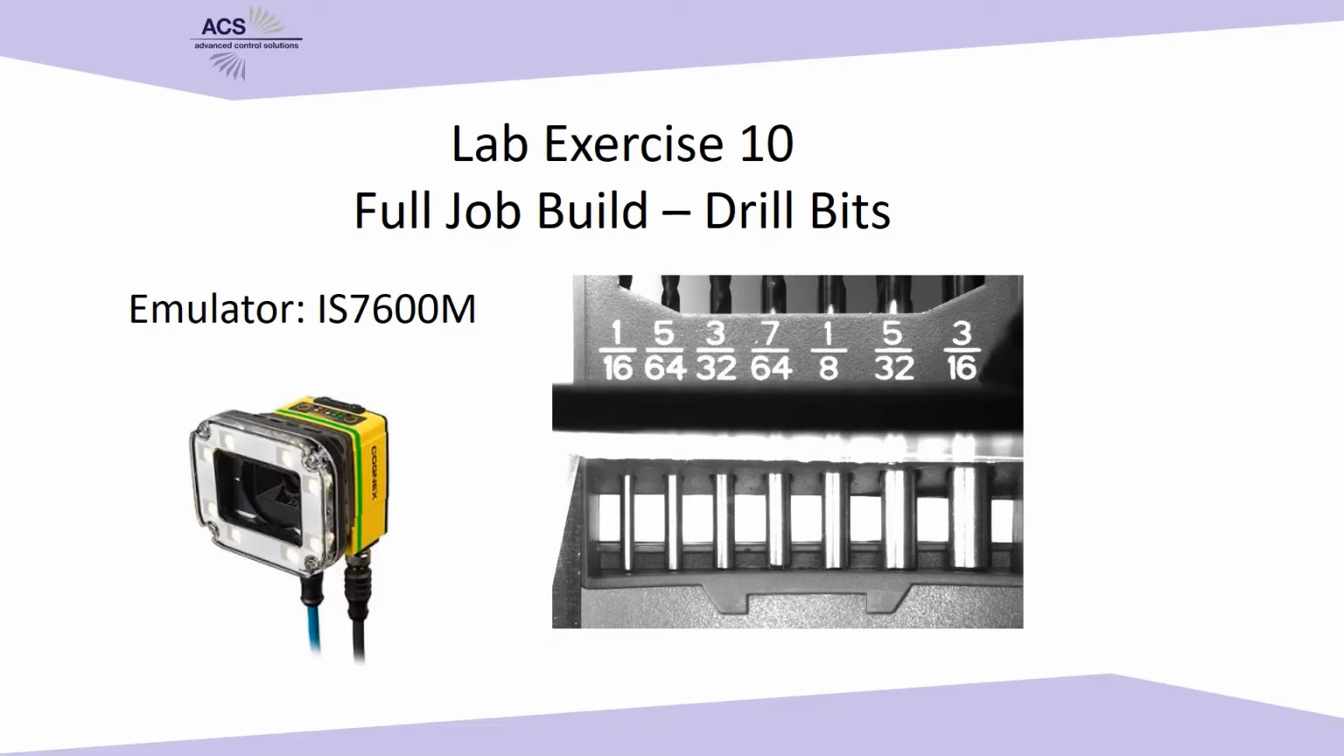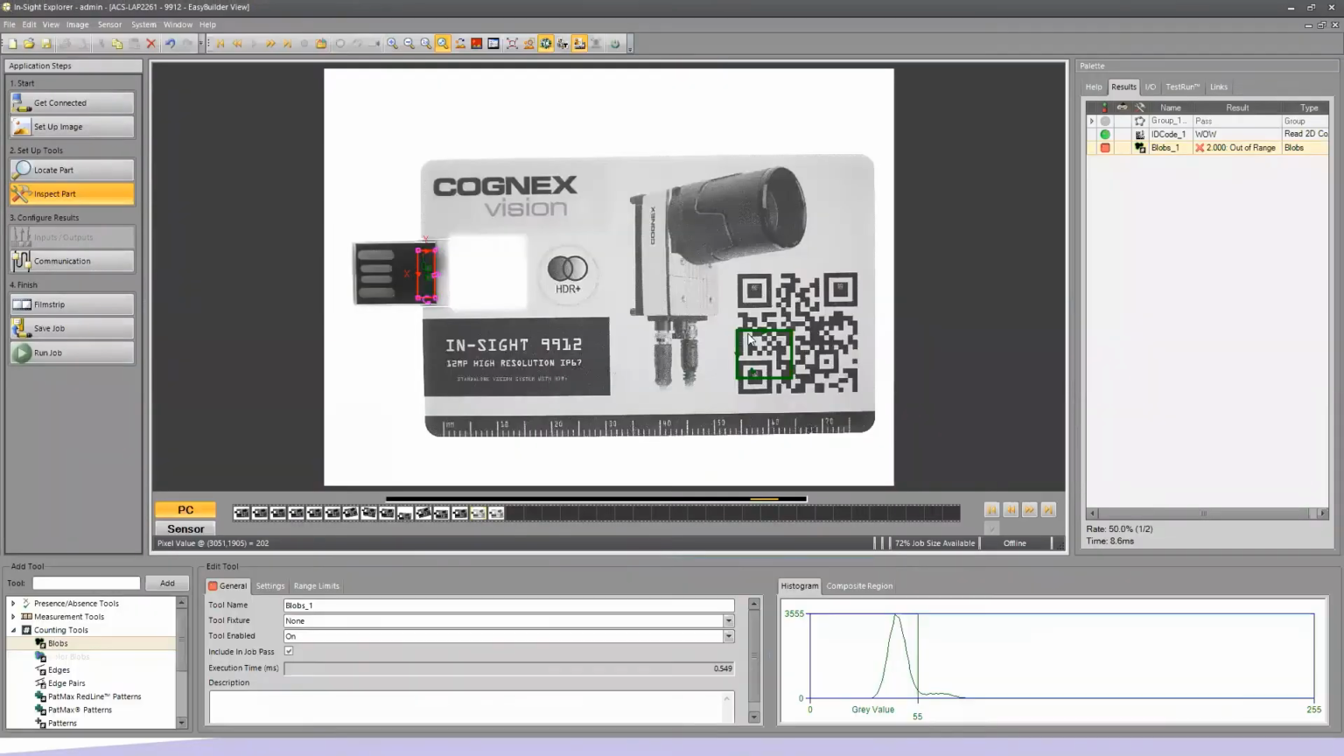We're going to be doing a complete job build with the assumption that you have been with us for the entire workshop and are already familiar with the concepts that we have covered so far. So in this particular exercise, we're going to be doing a full job build on a set of assorted drill bits, and we're going to be using a standard resolution 7600 series camera from Cognex. So I'm going to pull back over my EasyBuilder programming environment.